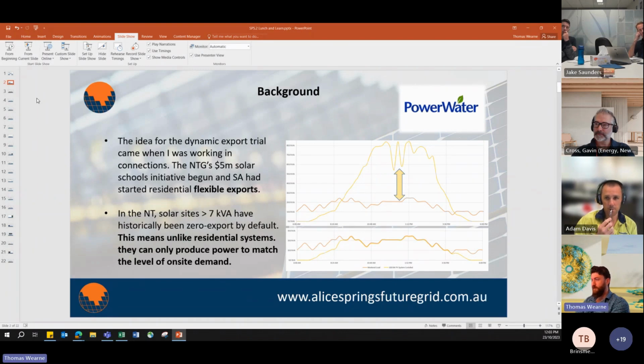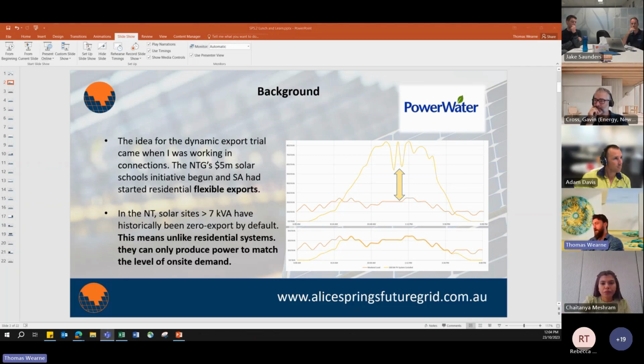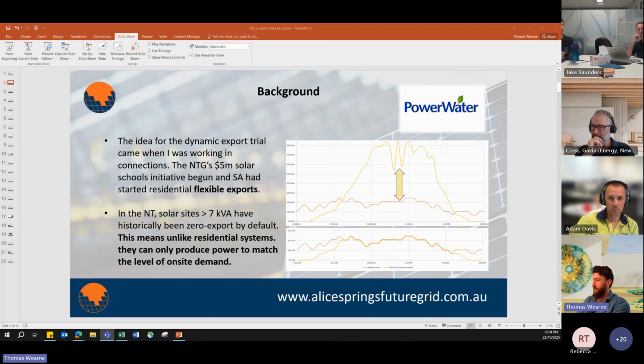So in the Northern Territory, solar sites greater than 7 kVA have historically been zero export by default. There was a process by which you could apply for export, but we won't delve into that. In general, any site that was larger than 7 kVA has been zero export. And what that means is, unlike residential systems, they can only produce power to match the level of on-site demand. So that's what we're seeing in the graphs to the side here.